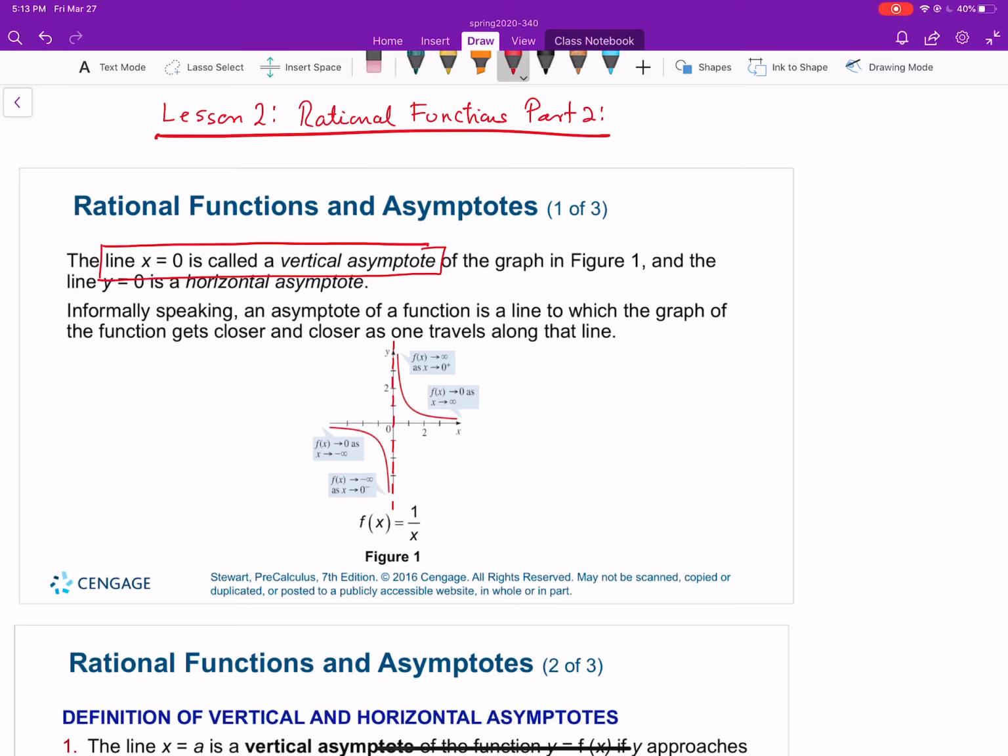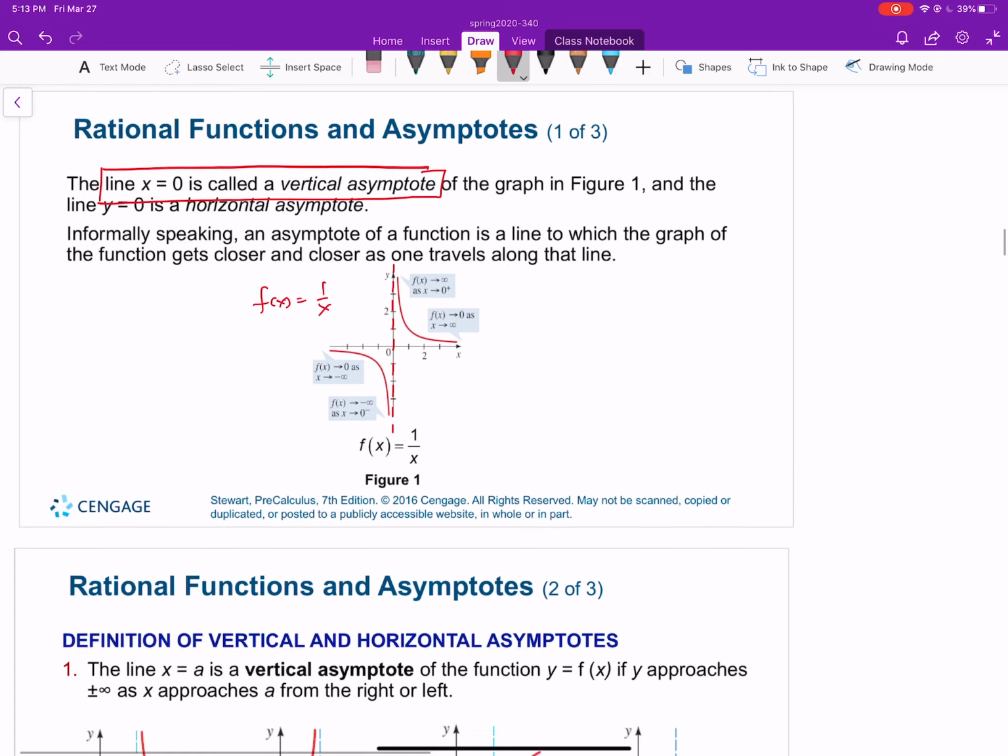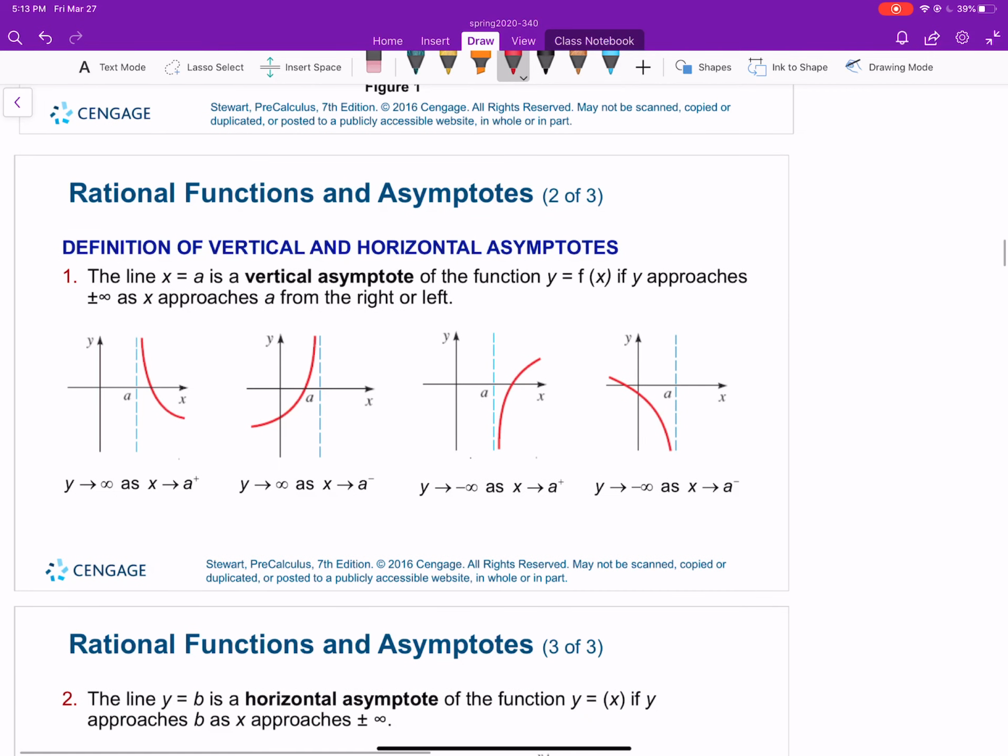Okay, so I want to make sure we generalize. From the last example that we did on the 1 over x function, so this is 1 over x, we discovered that the line x equal to 0 was a vertical asymptote, and likewise y equal to 0 was a horizontal asymptote. And we said an asymptote of a function is a line, horizontal or vertical, that you get closer and closer to. All right. So the general case, let's look at the two general cases.